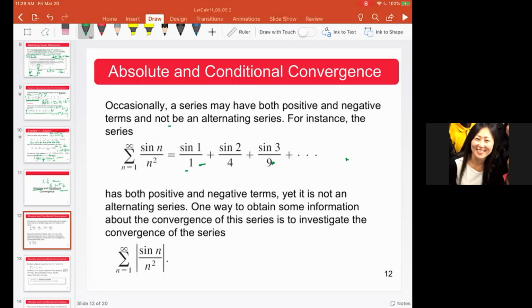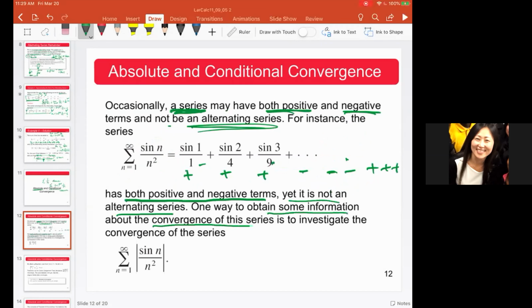It's just telling you some series may have both positive and negative terms, but they're not alternating. Just like this problem, you have positive, positive, positive, then negative, negative, negative, then positive, positive, positive again. So both positive and negative terms, yet it is not an alternating series. One way to obtain some information about the convergence of a series is to investigate the convergence of the absolute value series. So let's look at this one with absolute value, and then we'll figure out whether it converges or diverges.